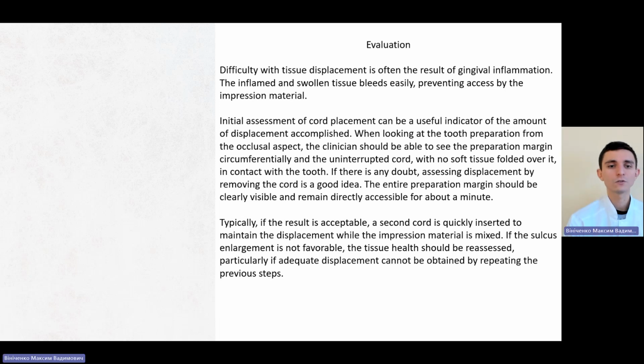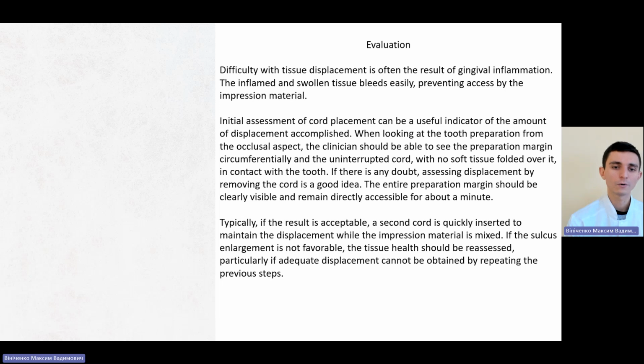Difficulty with tissue displacement is often the result of gingival inflammation. The inflamed and swollen tissue bleeds easily, preventing access by the impression material. Initial assessment of cord placement can be a useful indicator of the amount of displacement accomplished.